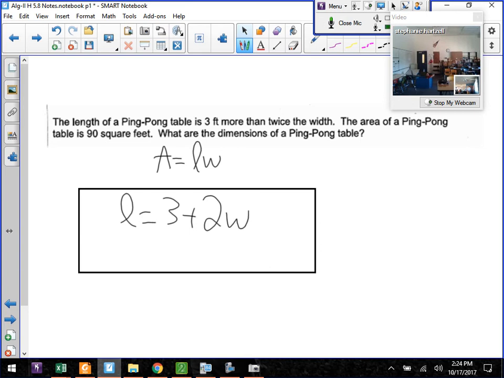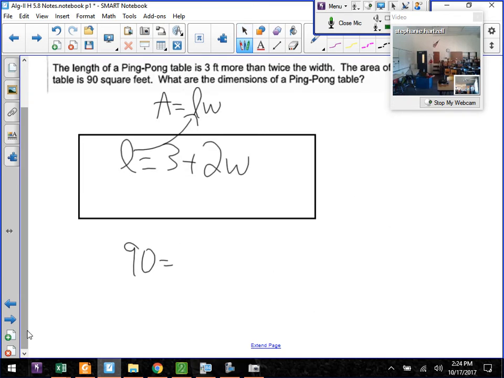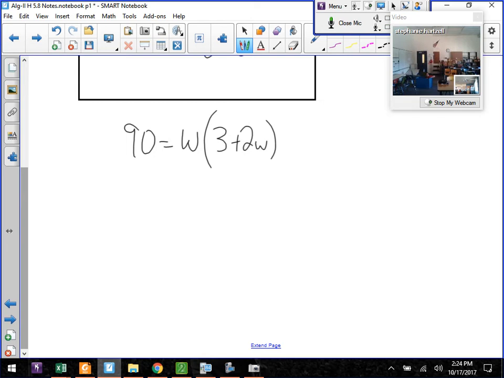So you're basically creating a system of equations with substitution into a quadratic. I know my length, I would put here. The area, which was 90, is going to equal the width times 3 plus 2 width. Otherwise known as, slide this up, 0 equals 2 width squared plus 3 width minus 90.